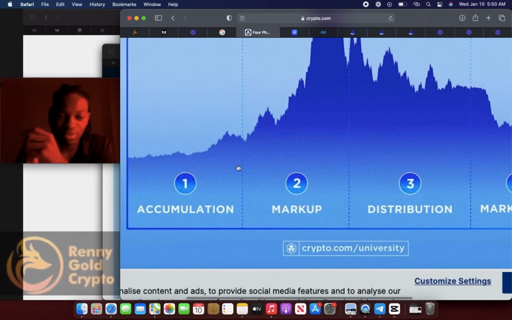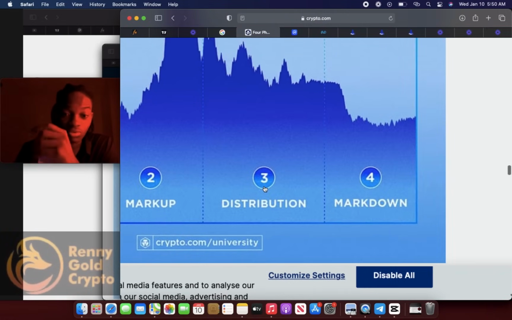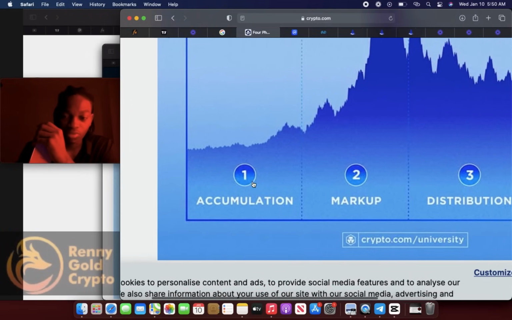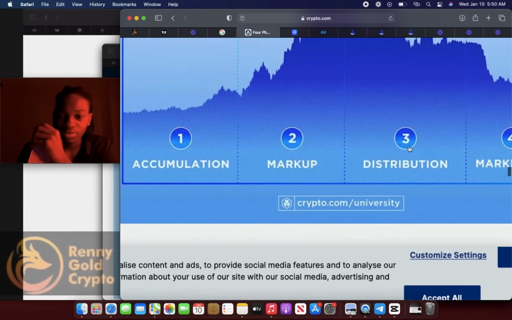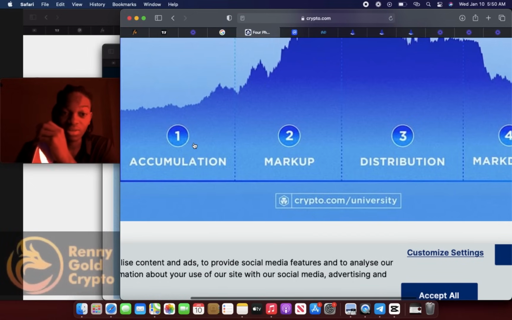We are looking for a few things. The low volatility, okay, is what we need. We find low volatility in the accumulation phase, and we'll also be able to find low volatility in the distribution phase. So you may choose to invest during the accumulation phase right here, or during the distribution phase. It will help you a lot to make a lot of money. This is where a lot of money is being made.